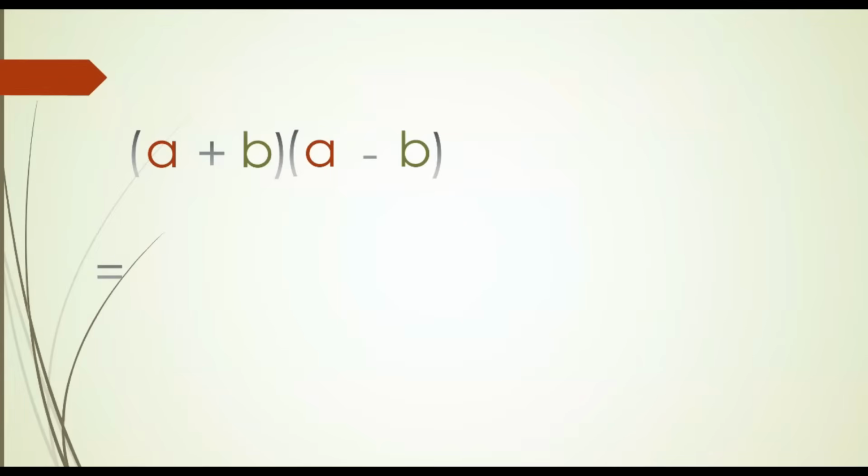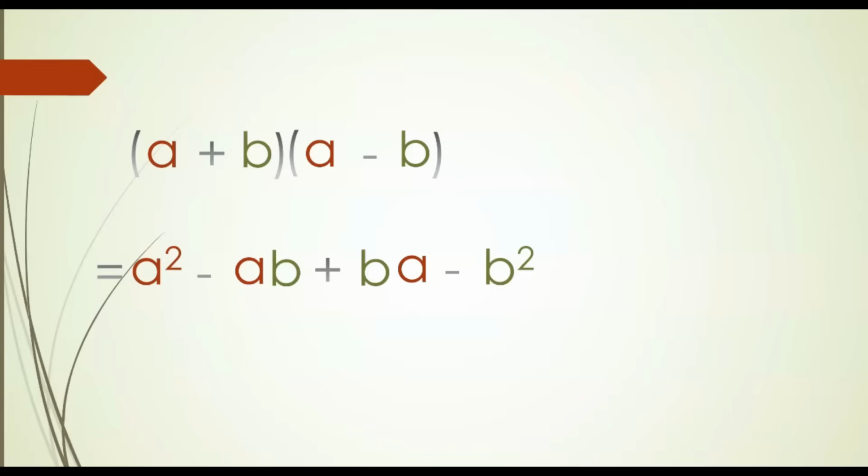So as usual, you start multiplying term by term. A times a is a square, both are plus. And a and b, plus a and minus b gives me minus ab. The next is plus a and plus b, both are plus, therefore it is plus ba. And next is plus b minus b gives me minus b square.